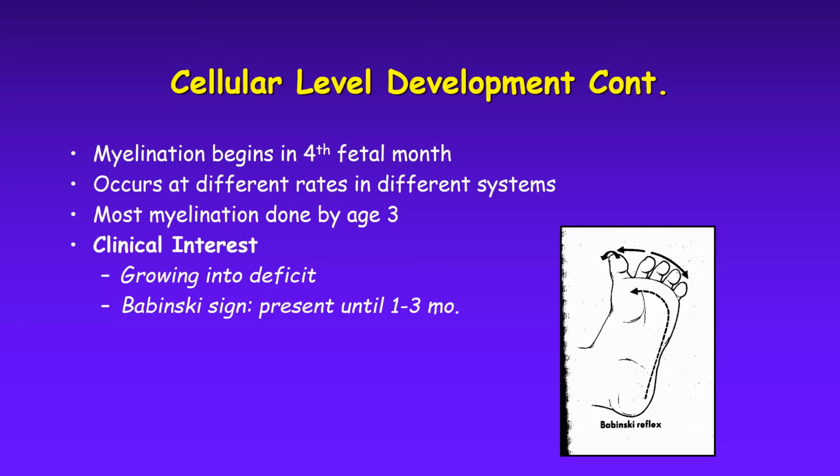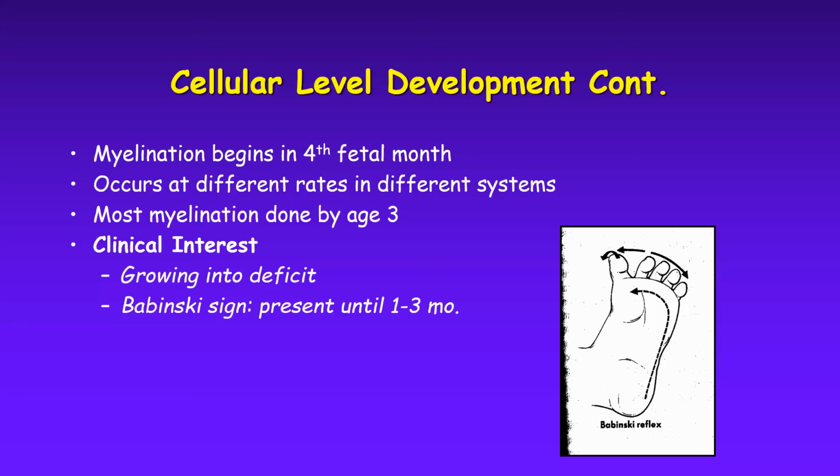So clinical interest is sometimes you'll see babies that they call growing into deficit. You don't know they have a problem until they don't meet a certain milestone. So they grow into deficits is what they call that, when like, oh, they should have been able to do this at age 2 or 3, but they're not because their nervous system isn't maturing. But you don't know that until they get to that milestone and aren't meeting those normal developmental stages.